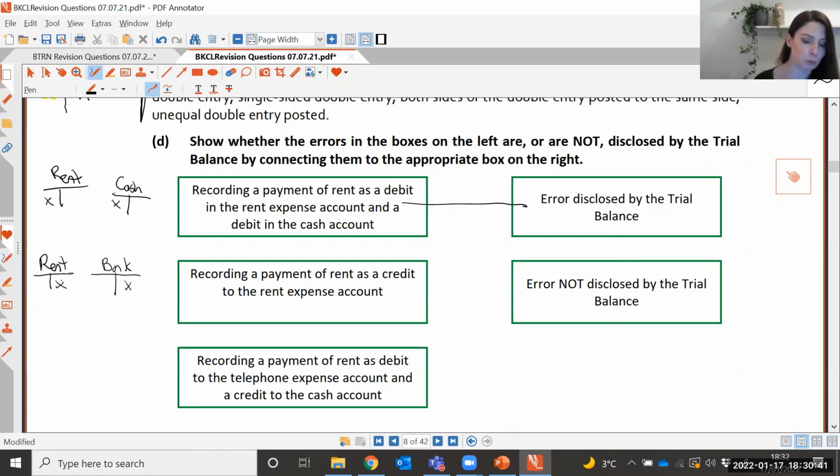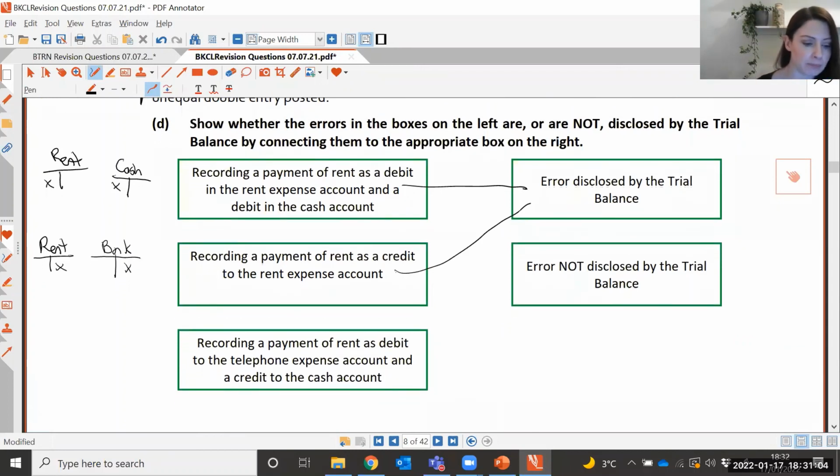So would that cause an imbalance in the trial balance? Yeah, so the error would be disclosed by the trial balance. And if you're not sure in the exam, remember you are allowed to take in scrap paper, so it can be quite handy just to scribble it out.